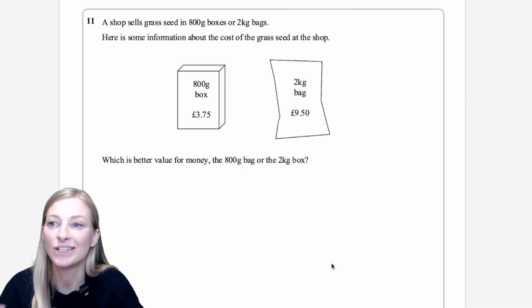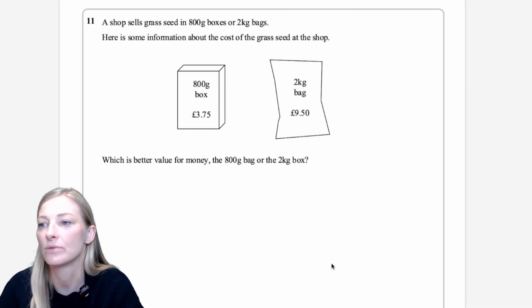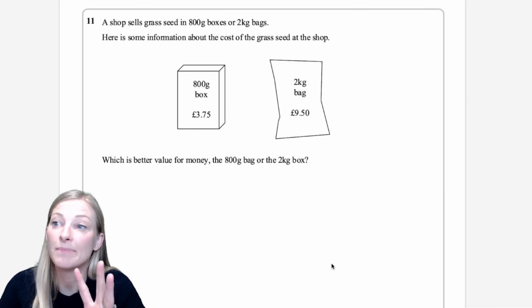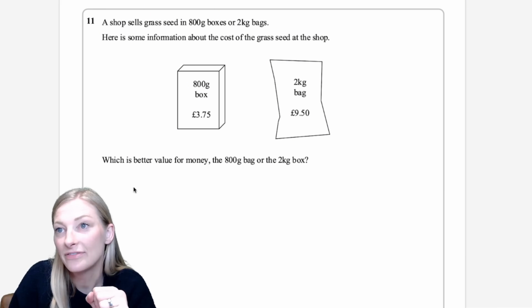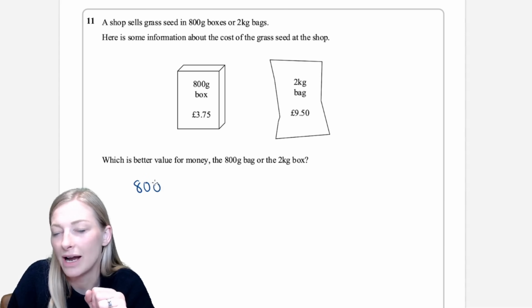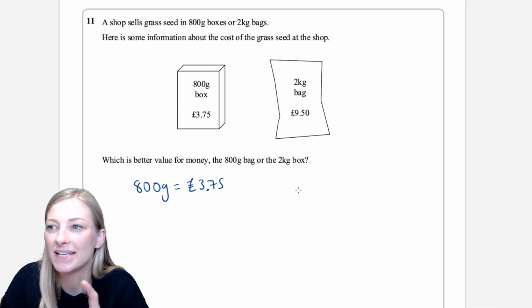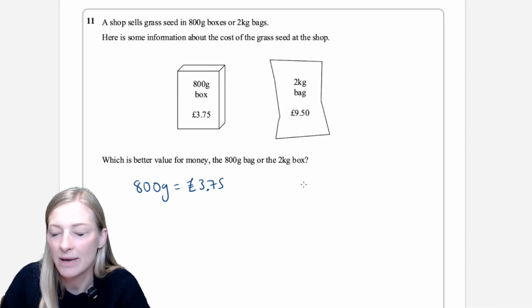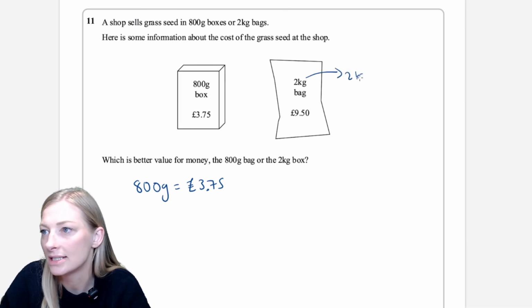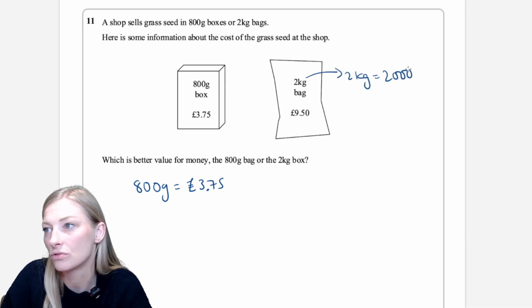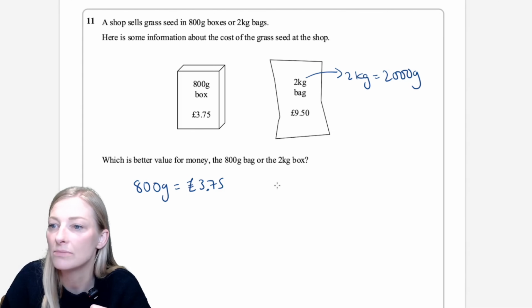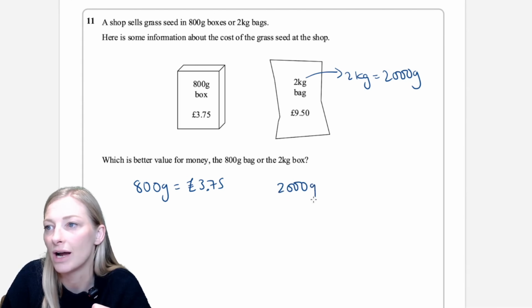So what we have here is two prices and two different amounts. What we're going to want to do is make the amounts the same. So on the left hand side here, I'm going to write 800 grams equals £3.75. And on the right, I'm going to say 2 kilograms. Now, let's get these in the same amount. So 2 kilograms is the same as 2,000 grams. There are 1,000 grams in a kilogram. So I'm going to put 2,000 grams equals £9.50.